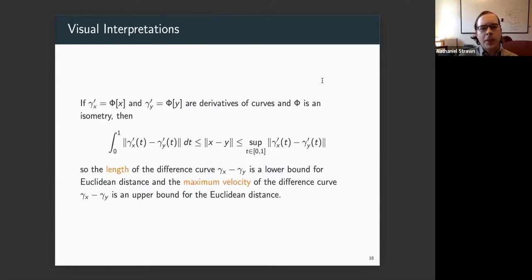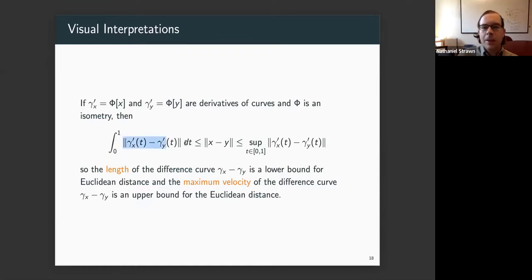The next thing is visual interpretation. So we're going to map to derivatives of curves. And so if we let gamma prime of x be phi of x and gamma prime of phi of y be derivatives, then we have the following kind of metric comparison bounds, right? So the integral from 0 to 1, norm of gamma prime of t x minus gamma y prime of t dt is a lower bound for the distance in the data space, and the sup over the differences between the tangents of these different curves is an upper bound for the distance in the data space.